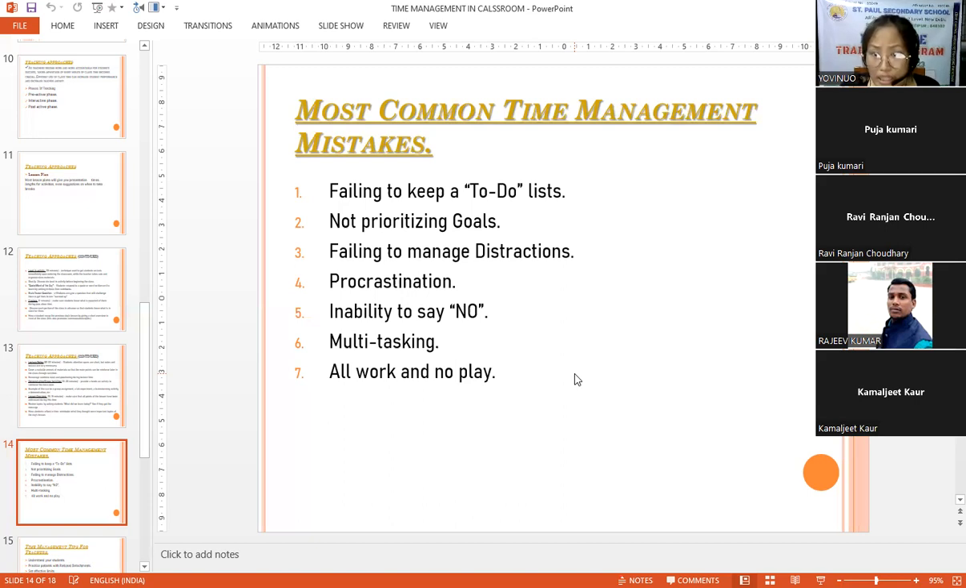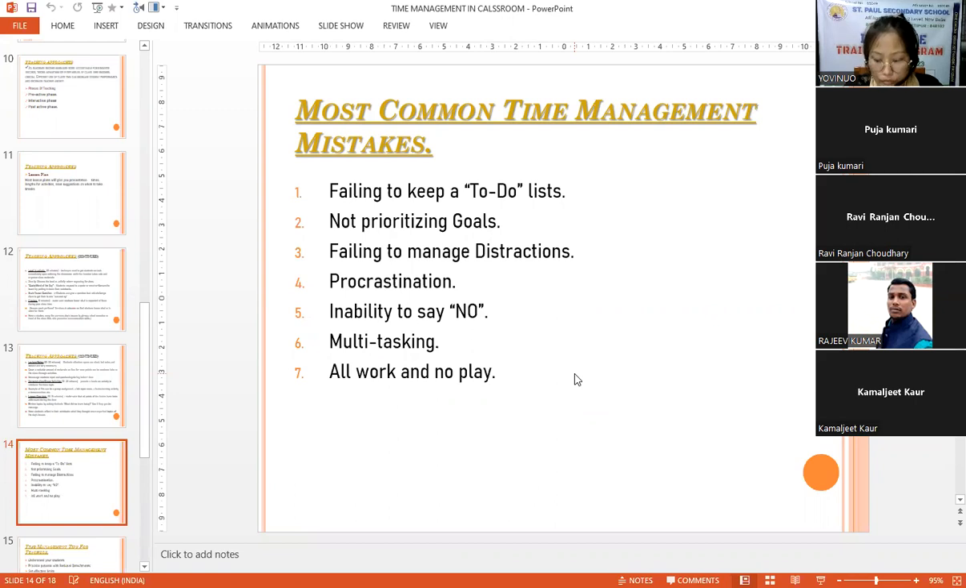3, failing to manage distractions. You are going to need a lot of mental and physical energy to juggle your priorities, manage visitors, and have the discipline to control your use of technology. A lack of focus can lead to distraction and a lack of real progress on your goals.